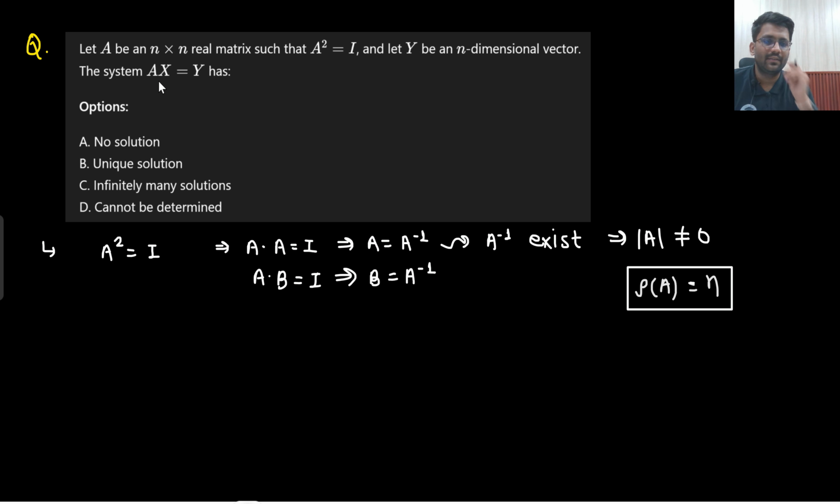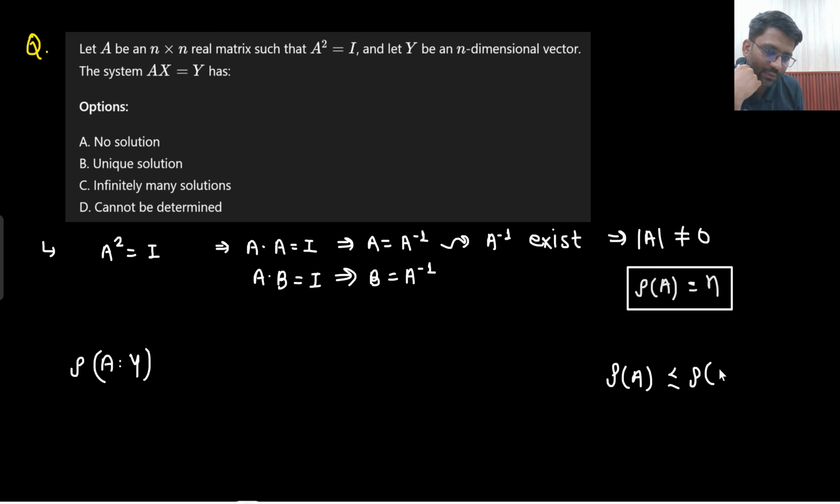If rank of A is n, what do you understand from that? That rank of A is n. Let me know one thing. If rank of A is n, then what will be the rank of A augmented y? You know one thing for sure, that rank of A has to be less than or equal to rank of A augmented B. But here it is y. And rank of A augmented y can never be greater than n. Has to be less than or equal to n.